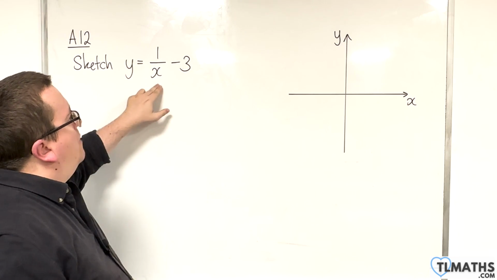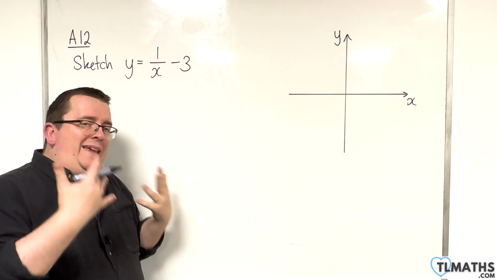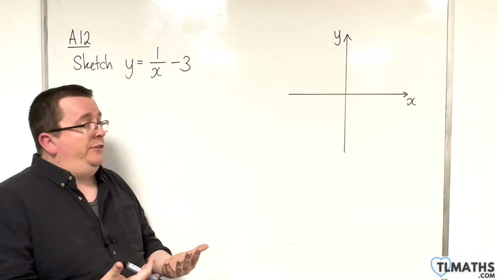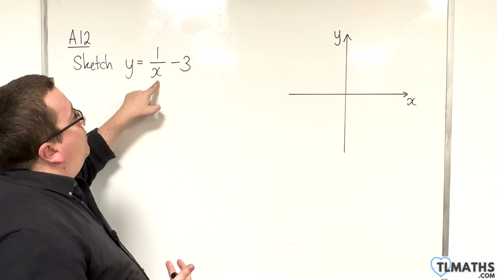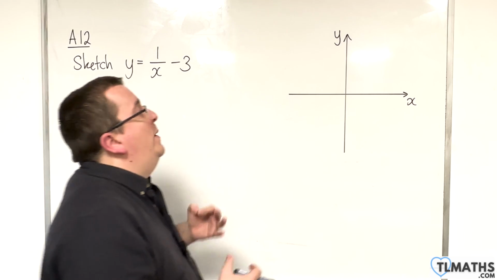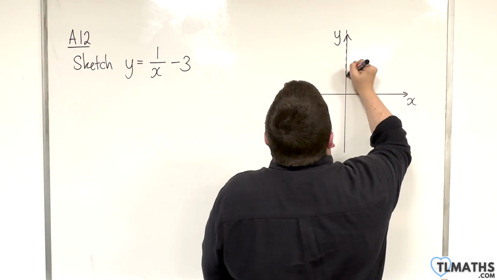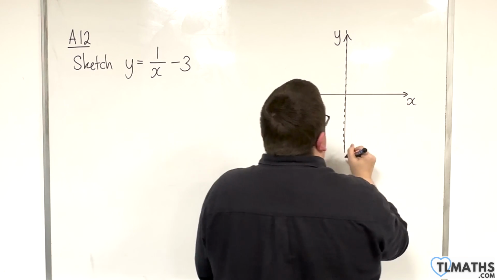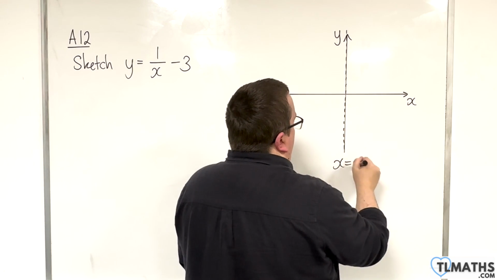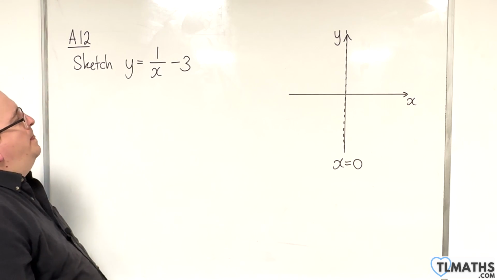we have this 1 over x, and so there is a value of x that we cannot substitute into that, and that's x is 0. If we do, then we're dividing by 0. So when x is 0, we have a vertical asymptote. So let's put that in first. So we do that with a dashed line. That's on the y-axis. Okay.